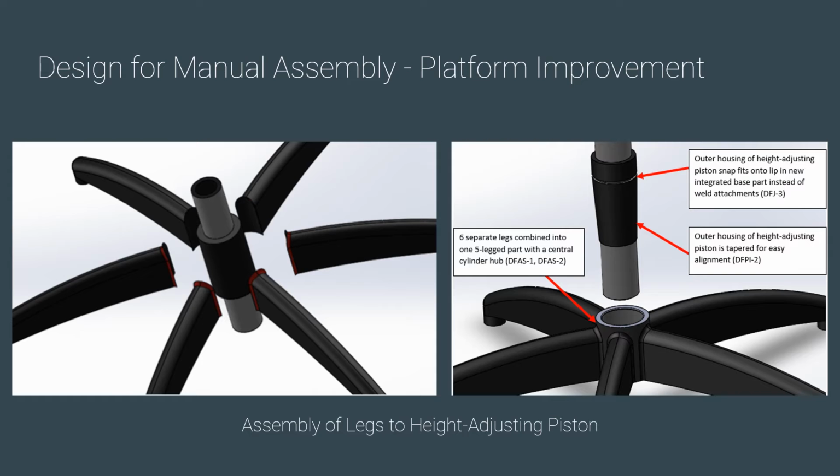An area of improvement we looked at on the platform of the chair was in the welding of the legs to the outer shell of the height adjusting piston. One improvement was to combine these into a single part with a central cylinder. Another area of improvement was to design the outer shell of the height adjusting piston to snap fit into the cylinder with an alignment feature.